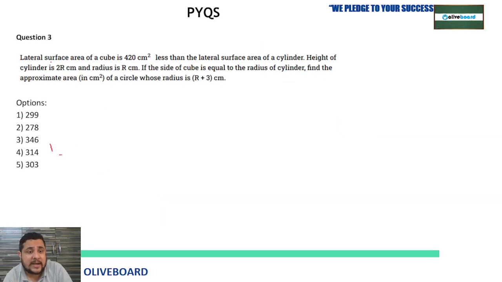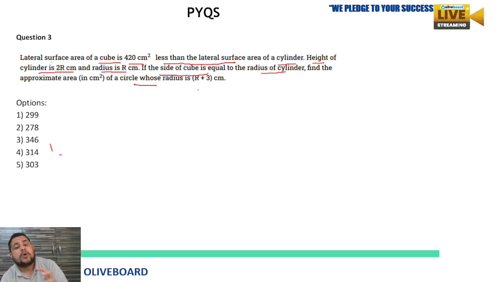Now, the next question is: the lateral surface area of a cube is 420 centimeters square less than the lateral surface area of a cylinder. The height of the cylinder is 2r centimeter and the radius is r centimeter. If the side of the cube is equal to the radius of the cylinder, find the approximate area of the circle whose radius is r plus 2. So whenever you try to solve a question, go through the details to see where you have to start. It depends on the data you have to find out. Here you have to find the area of a circle.